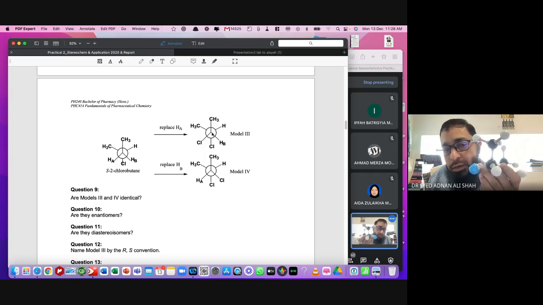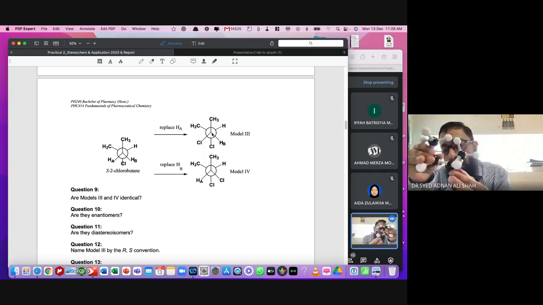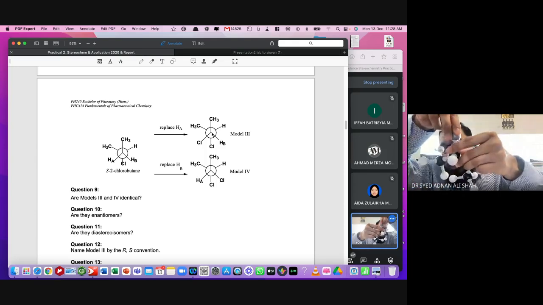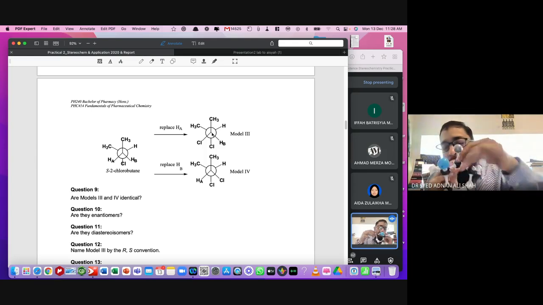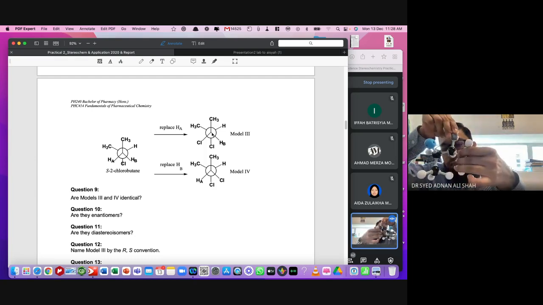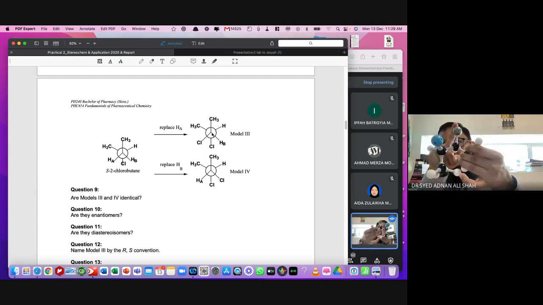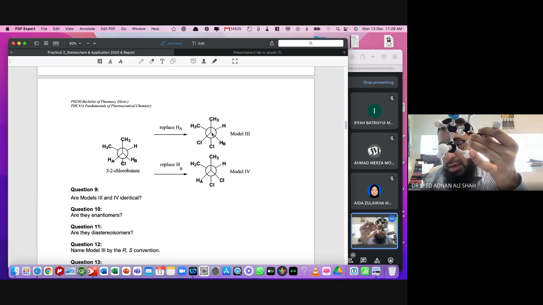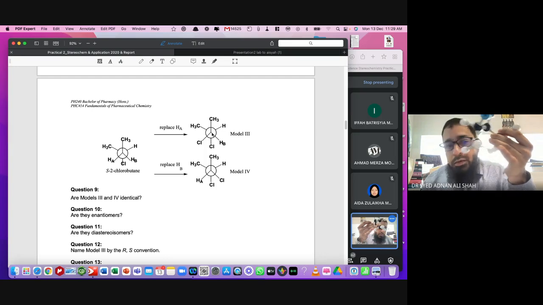And for the second one, you can see this one is at the back, so I can move this chloride, the top priority, here. This one is at the back. This one is the chloride, and then this methyl. You can see 1, 2 and 3. This will be clockwise, R and R, right?